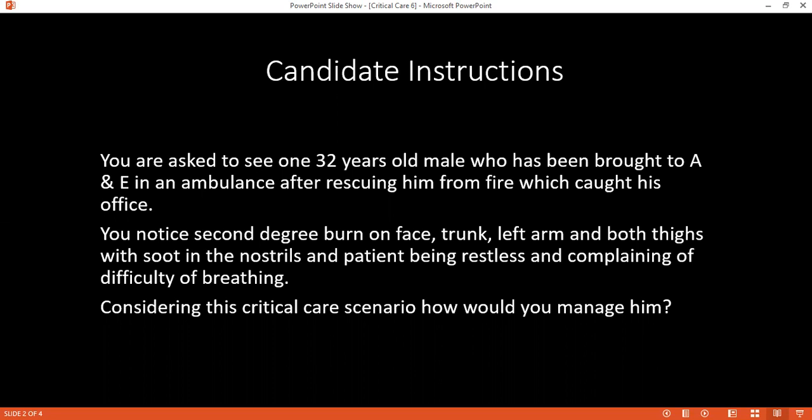How would you make sure how much fluid to be given to this patient? Okay, I will use Parkland's formula to calculate the fluid after assessing the percentage of body surface area involved in the burns, and then his weight times 4. How would you calculate how much percentage of burn this patient has? Yes, I'll use Wallace's rule of 9 to calculate the amount of body surface area involved. If this patient has burns on face, trunk, left arm, and both thighs, how much percentage of body has been burned?